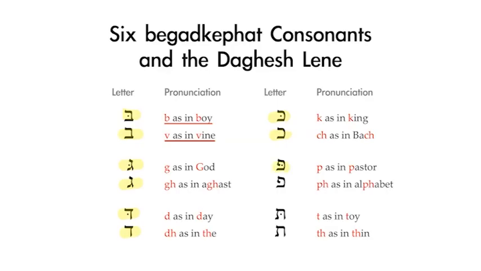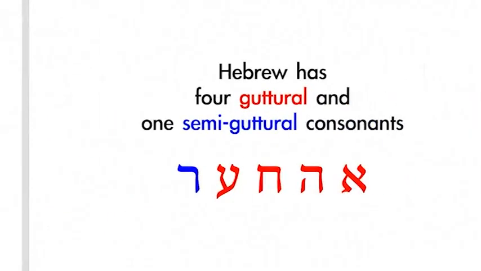The Pei with the Dagesh Lene is the hard P as in pastor, but the Pei without the Dagesh Lene sounds like the PH in alphabet, or maybe F. The Tau with the Dagesh Lene is pronounced like the T in toy, but the Tau without the Dagesh Lene is the softer pronunciation, the TH in thin. You will need to memorize both the hard and the soft pronunciations for the Begad Kafat consonants. You'll also need to know that the hard sound is identified by the presence of a Dagesh Lene. The Dagesh Lene in the consonant identifies the hard sound of the Begad Kafat letter.